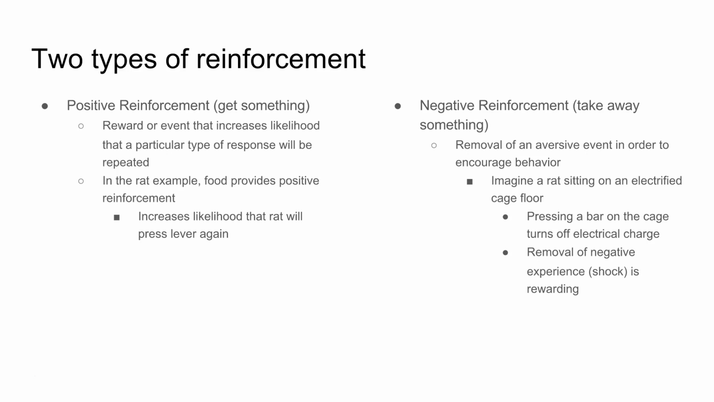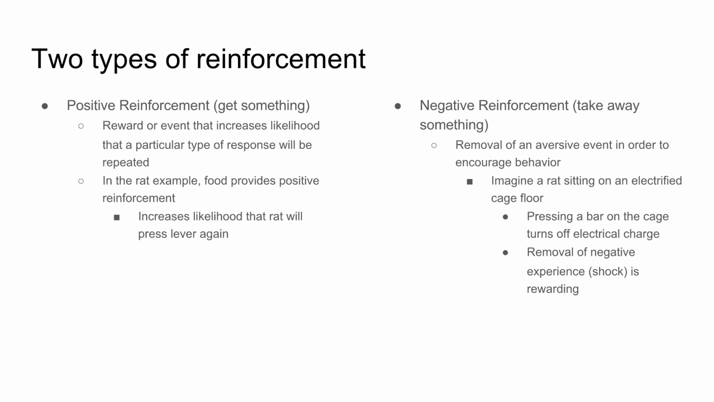So positive reinforcement focuses on a reward or event that makes it more likely that a type of response will be repeated. So in the example that we used of the rat, the food is the positive reinforcement. Every time the rat pressed the lever, it got food, and that positive reinforcement increased the likelihood that the rat would press the lever again, because the rat wants to eat. The rat likes food. So the positive reinforcement, that is getting something, getting food. And so this positive reinforcement happens time and time again. It increases the likelihood that the rat will press the lever.